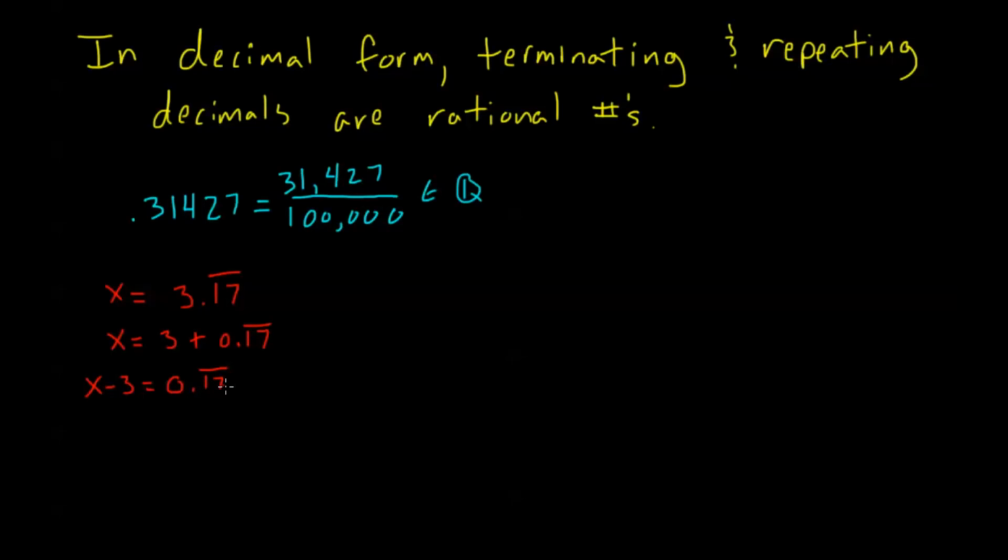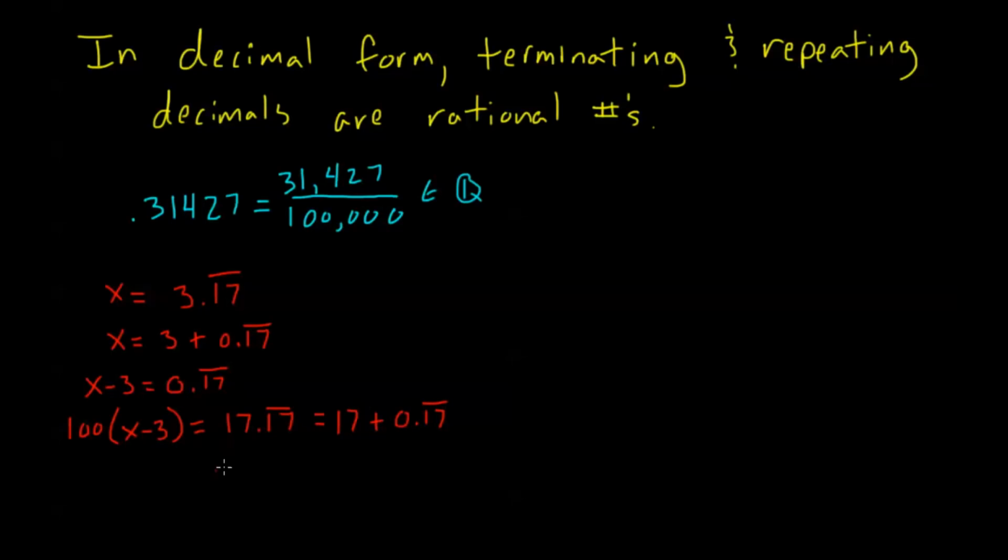Now in this case, my repetition is 2 digits long. So I'm going to multiply both sides by 100, and I get 100 times my whole left side, x minus 3, is equal to 100 times this 0.17 repeating. Well, that's the same thing as 17.17 repeating, isn't it? I've just taken the first set of repeating values and put it over to the left of the decimal, and that's the same as 17 plus 0.17 repeating.